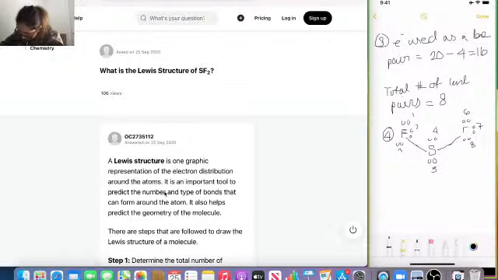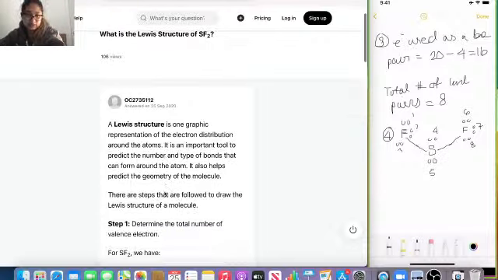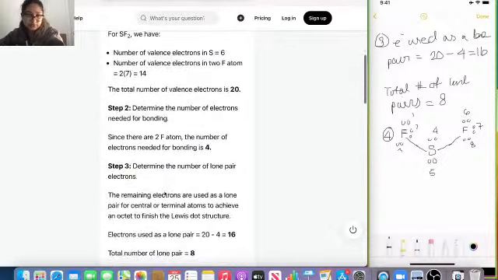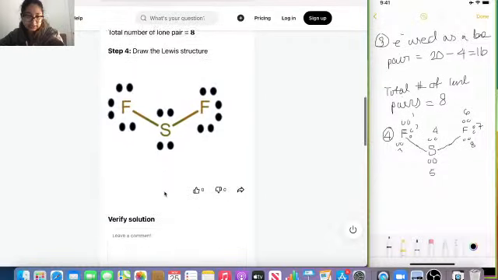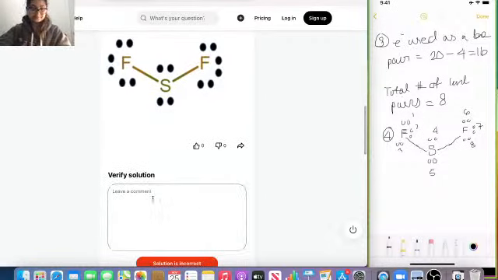8 lone pairs. Okay, and so this is how you draw the Lewis structure of SF2. This is our pair. And so yes, this is correct.